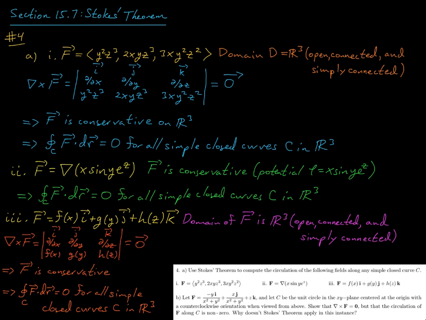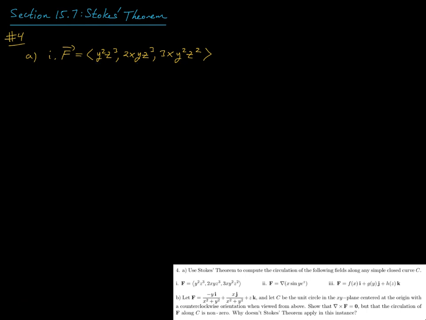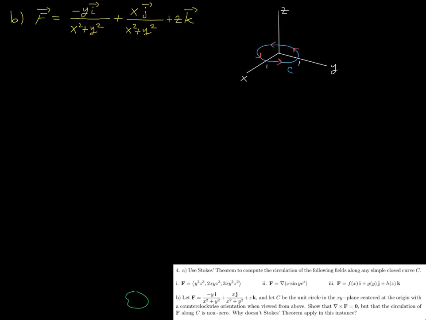All right, cool. So now let's go ahead and make a little space and look at part B. So here, you'll notice that the i and the j components are, of course, familiar to us from our work in sections 15.3 and 4. This is that radial field we kept looking at. Now here we have that radial field plus this k component, which is just z here.